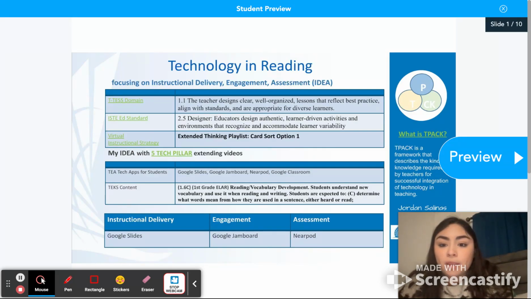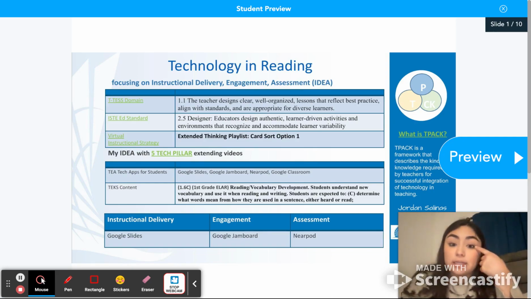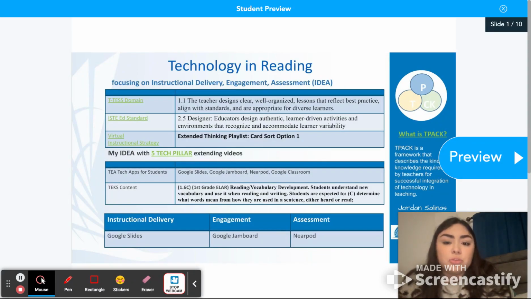within Nearpod. The apps that I chose, I did Google Slides that I went ahead and transferred into Nearpod. I also created a Google Classroom just in case I needed to incorporate that. However, I didn't, and as well as Google Jamboard. I just decided to add basically anything I could use Google since I'm pretty familiar with Google.